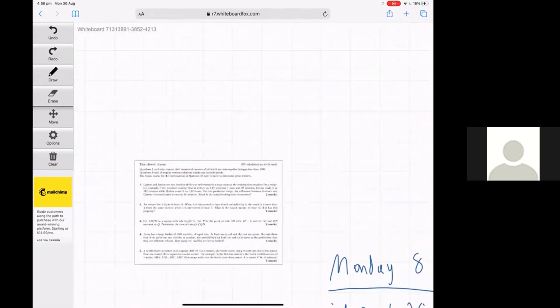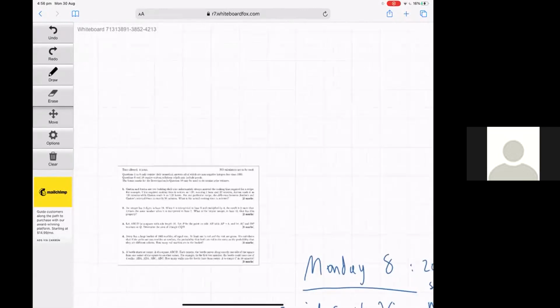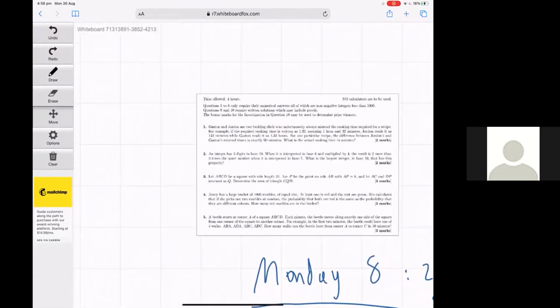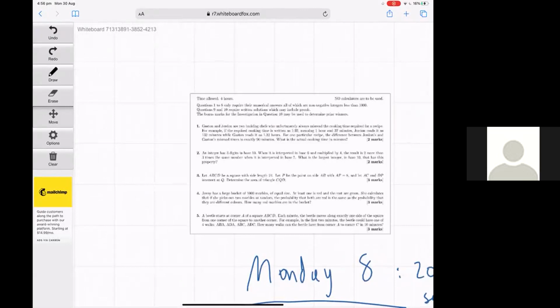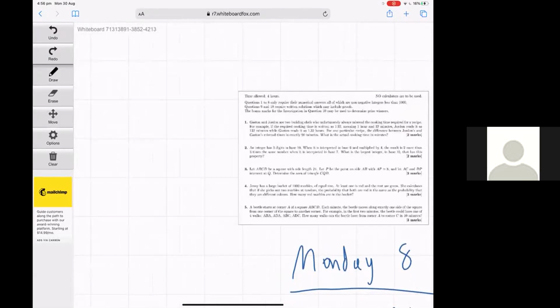Let's move on to the next question, which is a geometry question. So I think I'll move this over here. There's a square ABCD with side length 24. So shockingly, I'm going to actually use the grid lines. Side length 24.